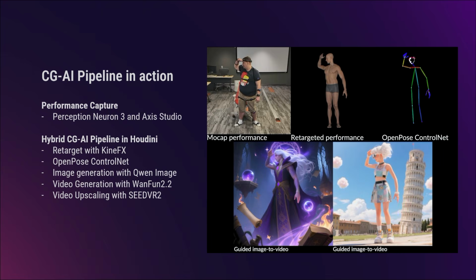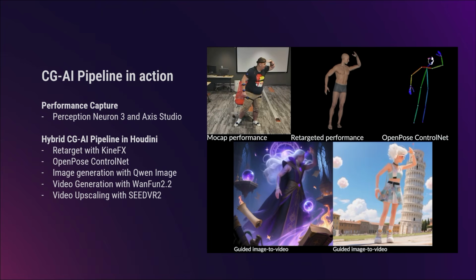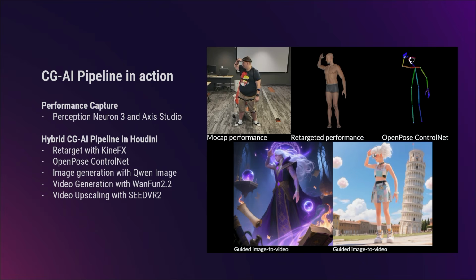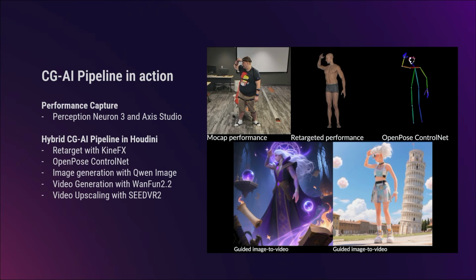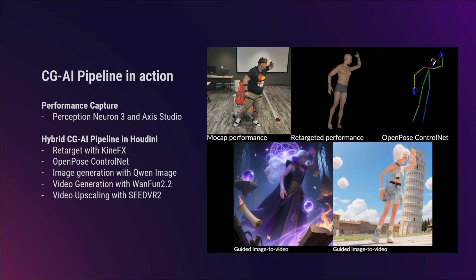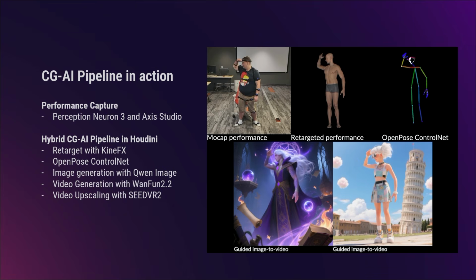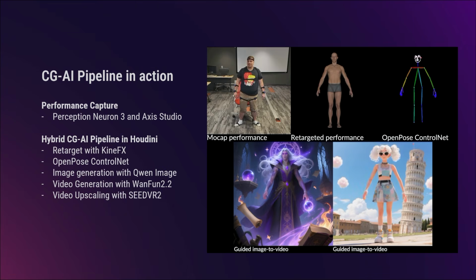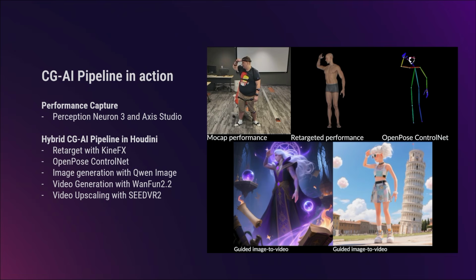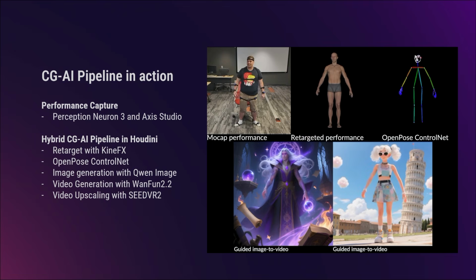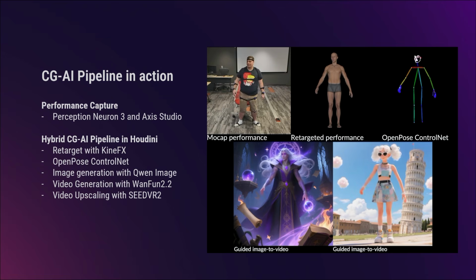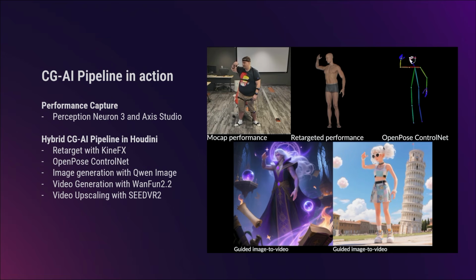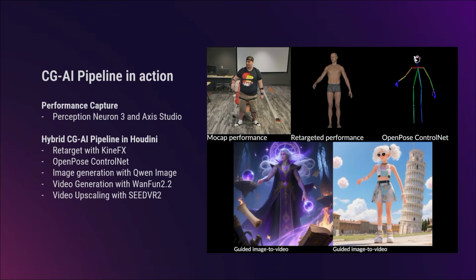So we're going to see today that pipeline in action through this exercise where we are doing a performance capture with a mocap suit. Then we bring that to Houdini to do some retargeting. And then we jump into the hybrid pipeline by using OpenPose to build a ControlNet that we can then use to do image generation. We can also guide image to video. And then we're also going to be taking a look at upscaling with SeedVR, so we can go from those 640 images to full HD images, for example.